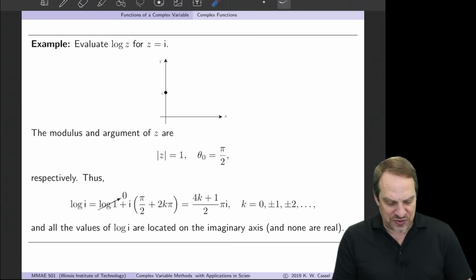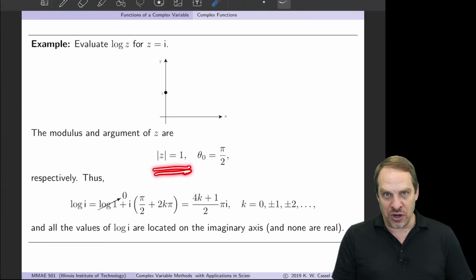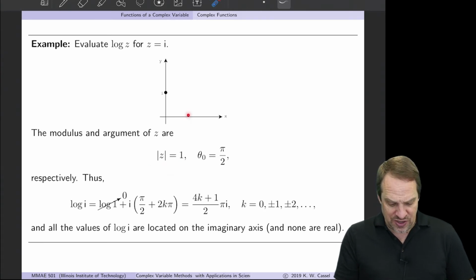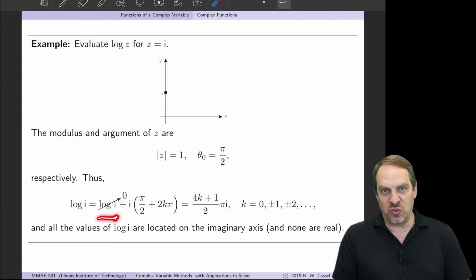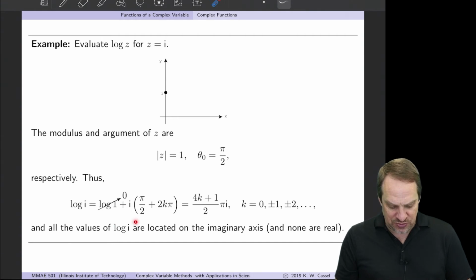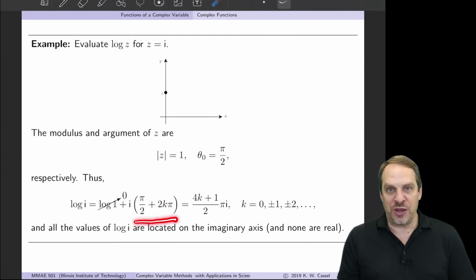All right, so let's do a simple example. Let's evaluate log of z, where z is i. So i is a point up here. It's on the imaginary axis, 1 unit above the origin. So the distance from the origin is 1. That's r, or the modulus of z. And the angle from the positive real axis is pi over 2, or 90 degrees. So theta 0 is pi over 2. So then log of z, z being i, is the log of mod z, which is 1. But log of 1, well, you put that into your calculator, it does get that right. That's 0. Plus i times the principal argument, pi over 2, plus 2k pi.